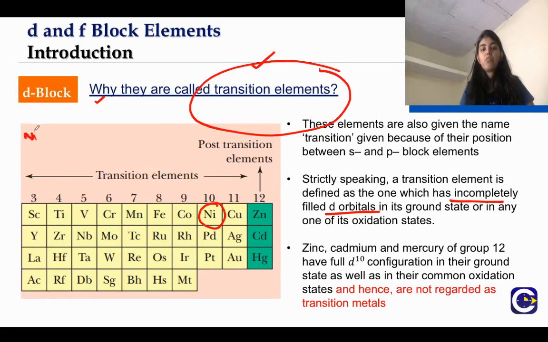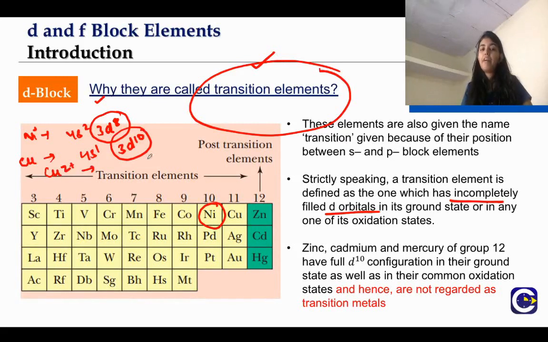So nickel is 4s2 3d8. So it has an incomplete d subshell, right? Copper you take, copper is 4s1 3d10. Here it has a fully filled d subshell, but in its oxidation state, for example, copper 2 plus, it has d9, that means an incomplete d subshell. Therefore, it is a transition element.